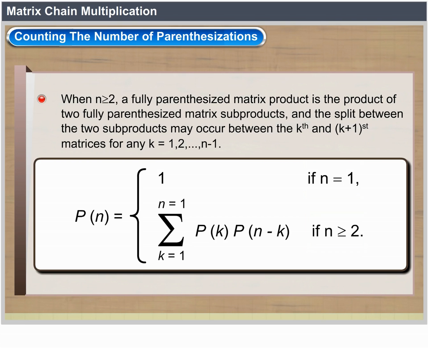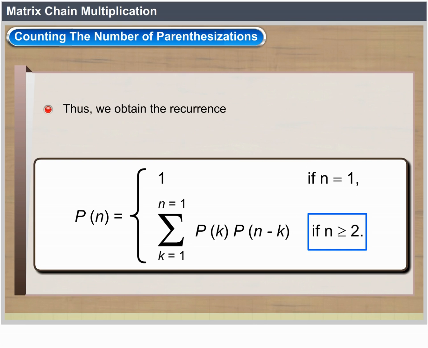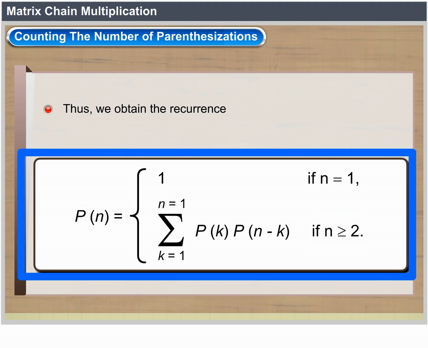Thus, we obtain the recurrence: P(n) equals 1 if n equals 1, and the summation for k equals 1 to n minus 1 of P(k) P(n minus k) if n is greater than or equal to 2.